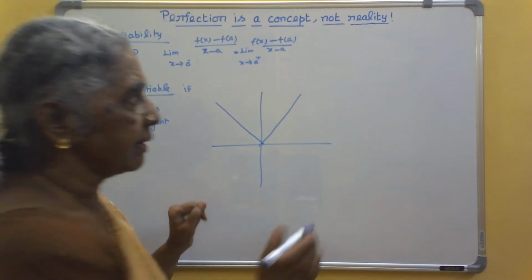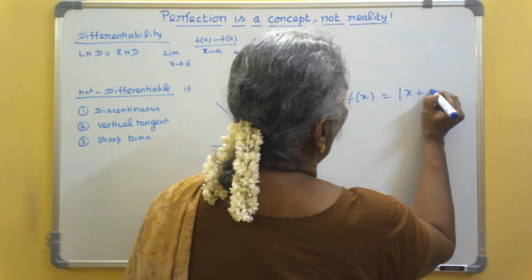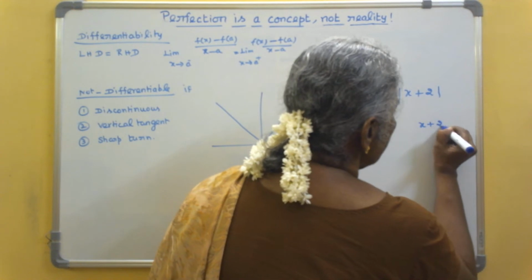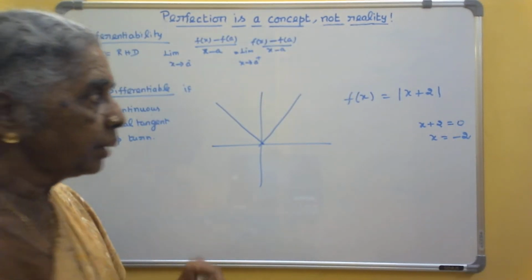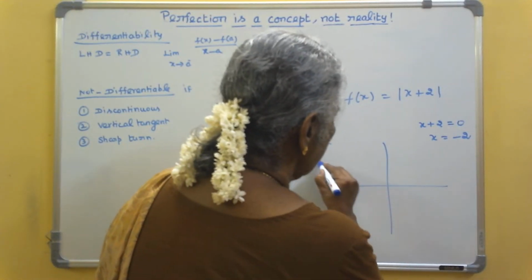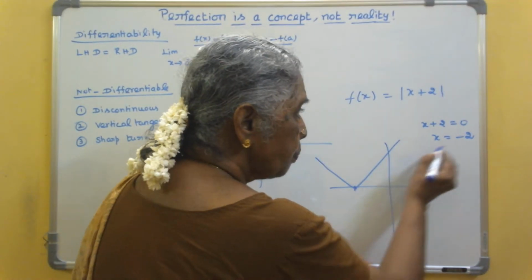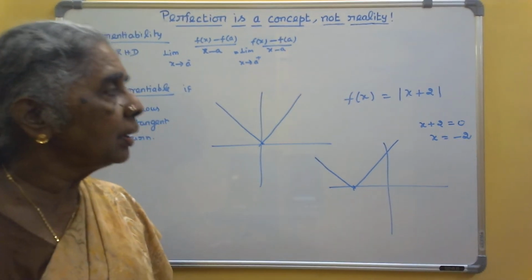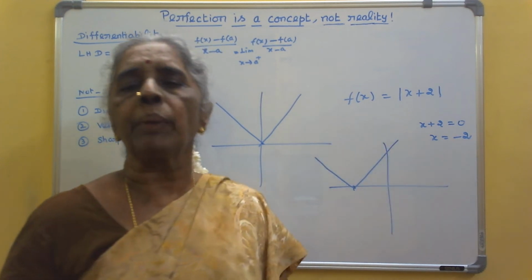Let me give you an example. If you have f(x) = |x + 2|. Here you equate x + 2 = 0, you get x = -2. That means this mod graph has its turning point at -2, so it will be like this. Your mod graph will go like this. At this point -2, it will take a sharp turn. So this will not be differentiable at x = -2.